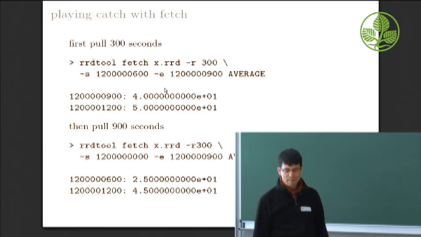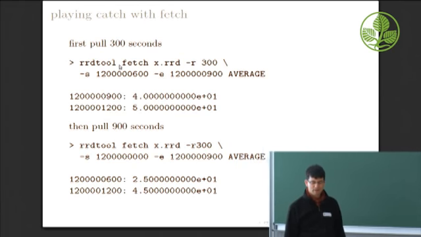So first, I'm pulling data for the 300-second interval. And here you can see the range I'm specifying. And now I'm specifying that I want data starting at 600 seconds and ending at 900. And since 900 is not part of the first interval, I get a second reading, except that I won't really use that second one, but the 900 point is already part of the next interval.